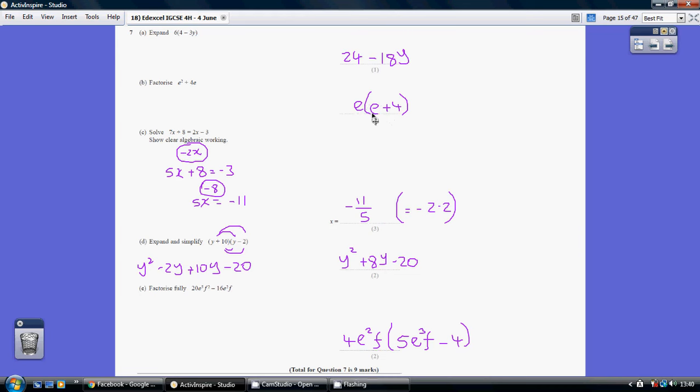Get the sign right, it's a plus. E times what gives us 4e? Well, e times 4 gives us 4e. And you can always check one of these factorisings by just doing the reverse process. If you expand this now, e times e is e squared, plus, and then e times 4 is 4e.